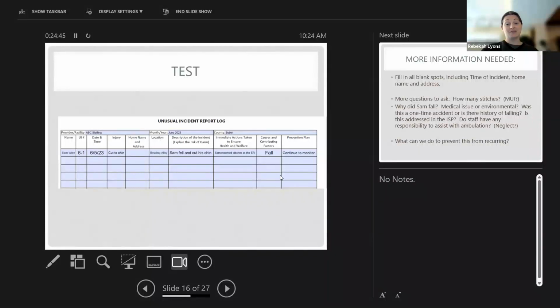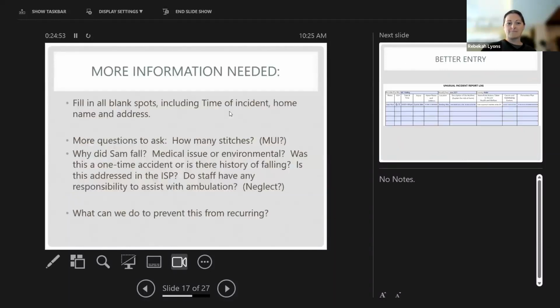And I agree with you, the prevention plan needs to be a little tighter. It needs to be connected. So I think we addressed blank spots. I'm also looking at neglect possibly. Does he have a history of falling? Is there anything written in his plan that addresses where staff needs to be walking with him or needs to be assisting in any way? And maybe they weren't. There's not enough information there to show me that neglect was ruled out. But it's pretty vague, so there's not enough to show me the specific of what happened. And again, what can we do to prevent that from recurring?